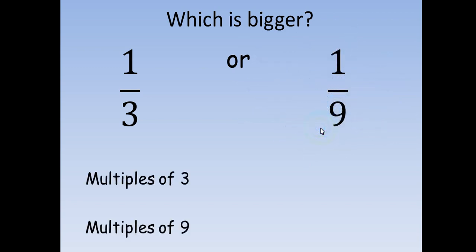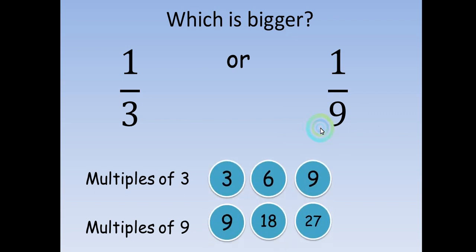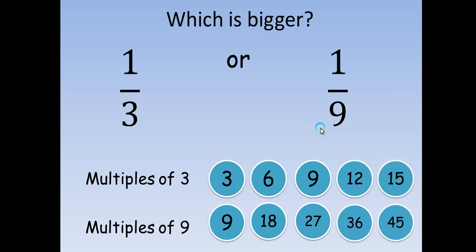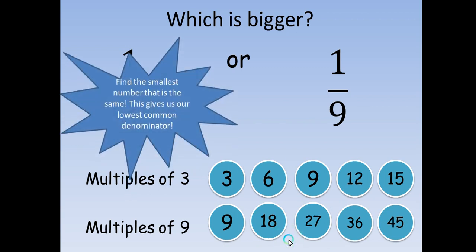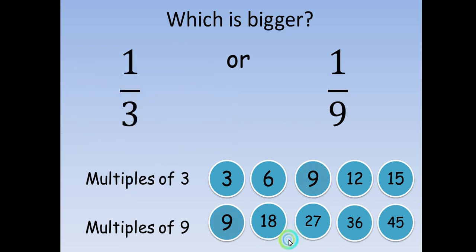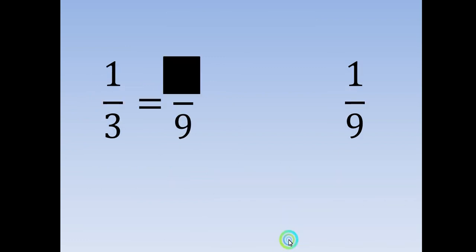Now let's go to our multiples of 3 and multiples of 9. You can see them as they are popping up. You have 3, 6, 9, 12, 15, and the multiples of 9 we have 9, 18, 27, 36, 45. So which number is common to the two of them? Which number can you guess? Yes, you're right. The number that is common to the two of them is 9. So we'll make our common denominator to be 9.